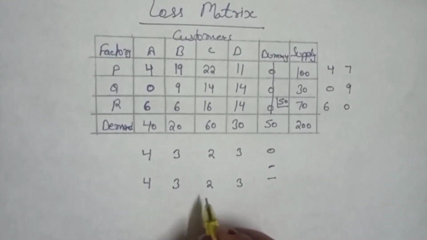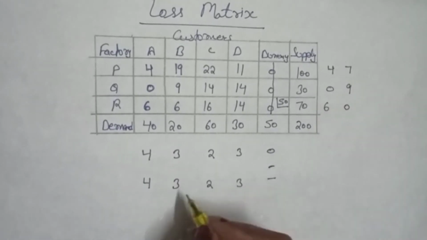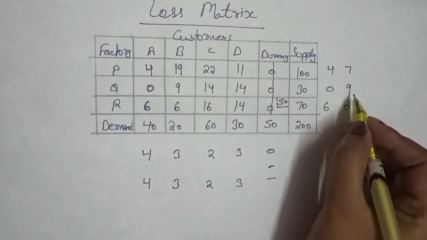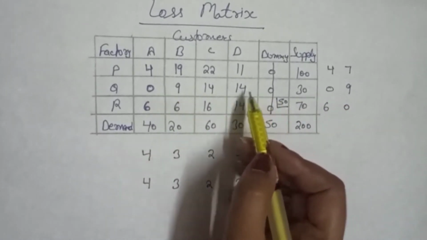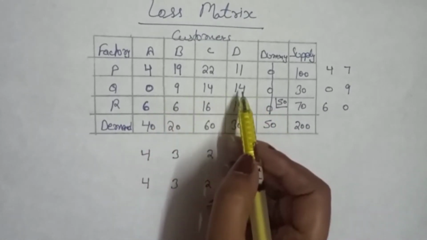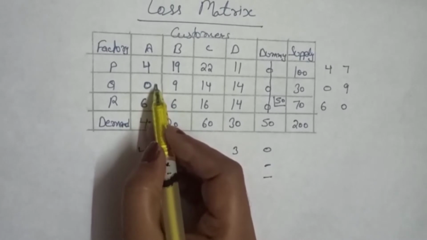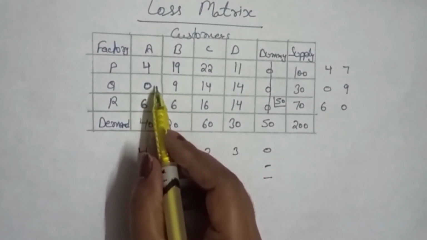So we will find what is the maximum value. Our maximum value from this side and from this side, you can see 9. Our maximum value is 9. So we will select this row. In this row we will see what is our minimum value. Our minimum value is 0. This cell has the minimum value, so we will allocate to this cell.